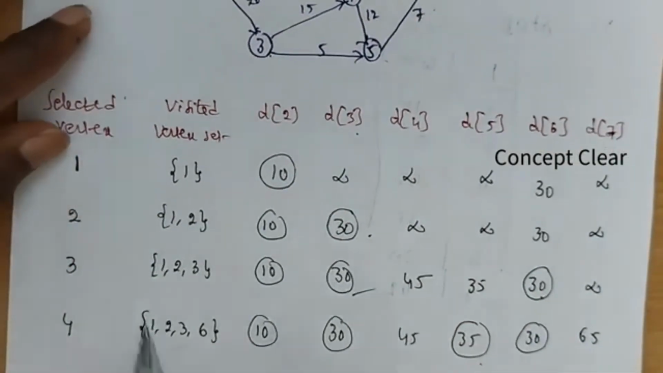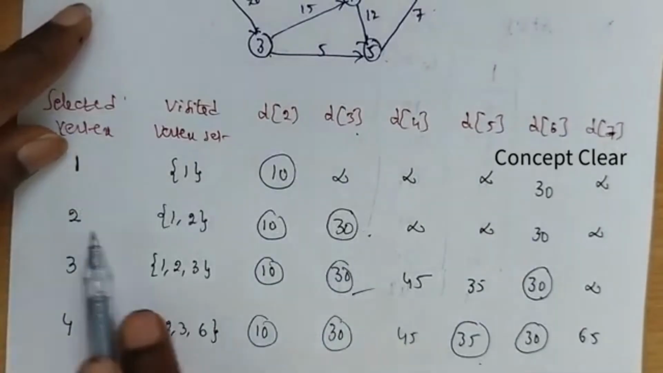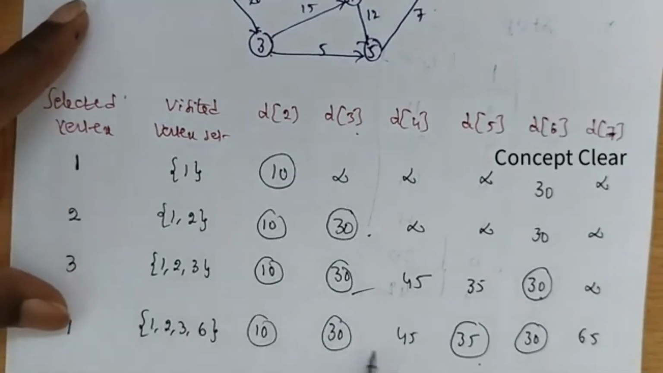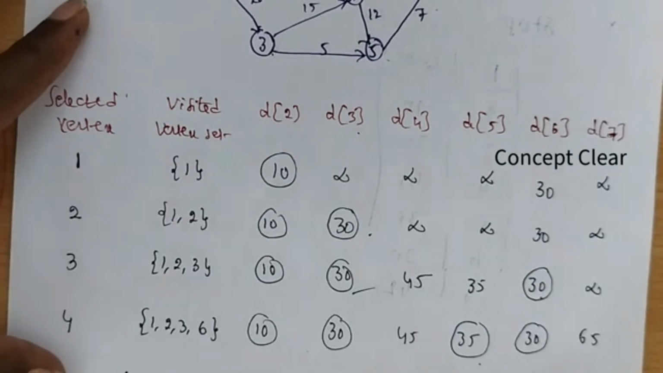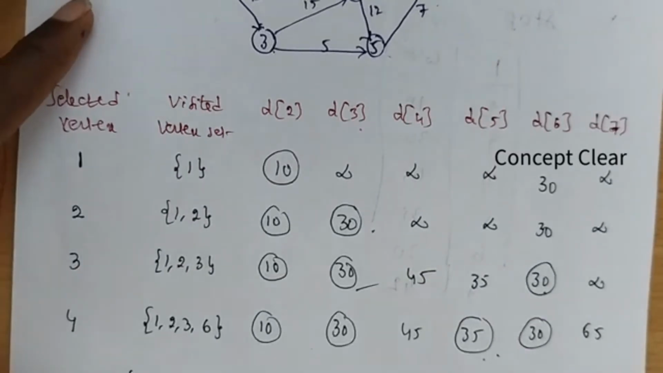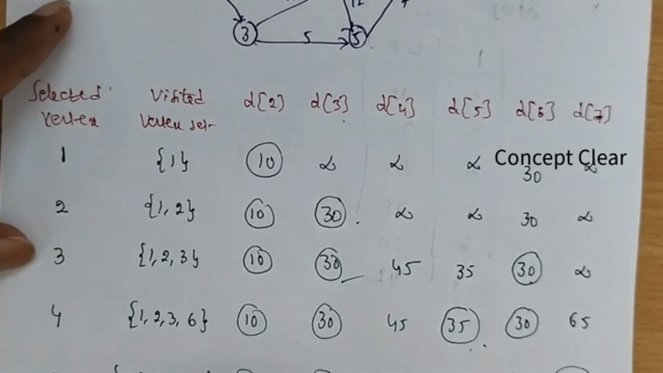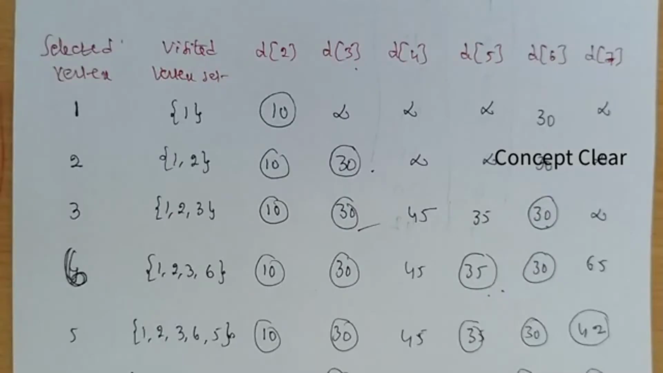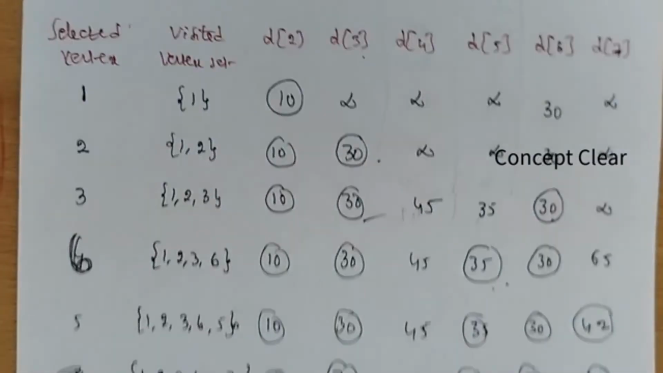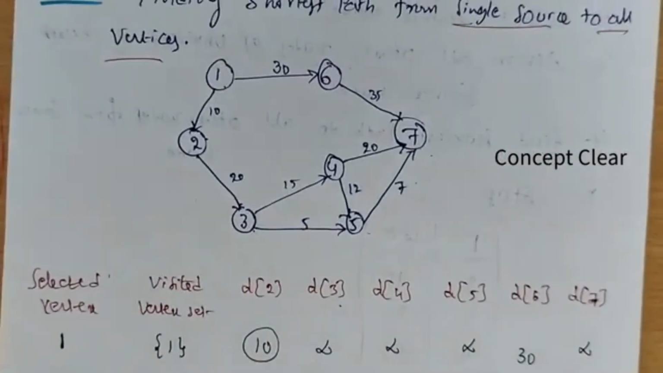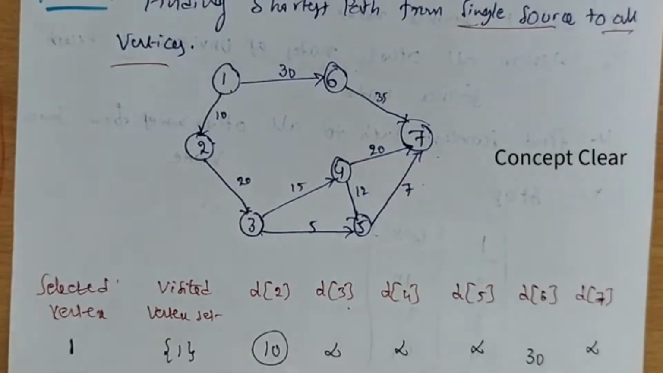Check here. Here 1 to 2 is 10. 1 to 3 is 30. 1 to 4 is 45. 1 to 5 is 35. 1 to 6 is 30, 1 to 7 is 42. Sorry, I mixed up the order. Now like that we have to find the single source shortest path, the shortest path from one vertex to the remaining all vertices.